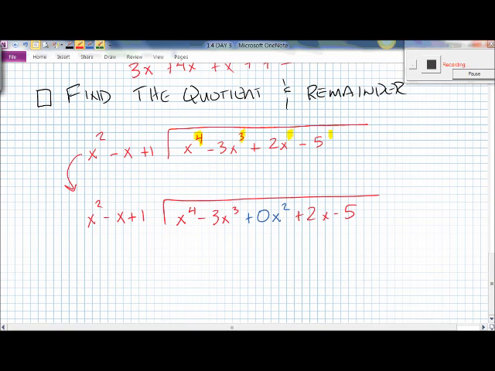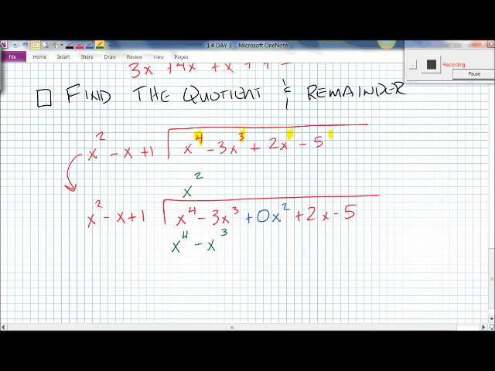And are you ready to start? No? Okay. Let me know. Here we go. How many times does x squared go into x to the 4th? X squared. Beautiful start, everybody. What's x squared times x squared? X to the 4th. What's x squared times negative x? Negative x cubed, right? You guys with me on that? Okay, what's x squared times 1?